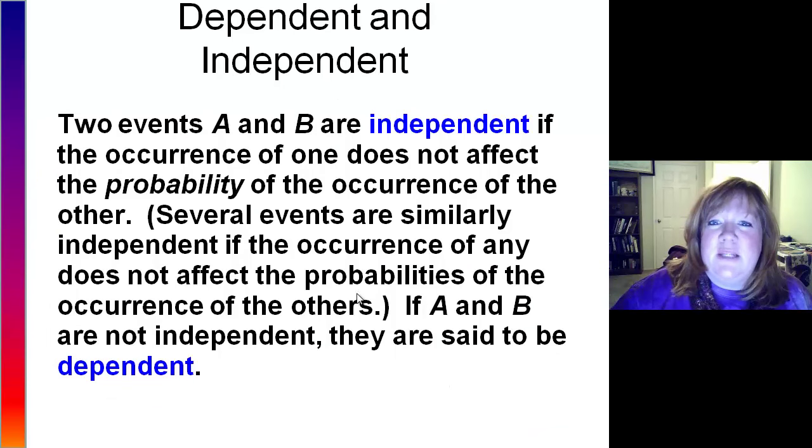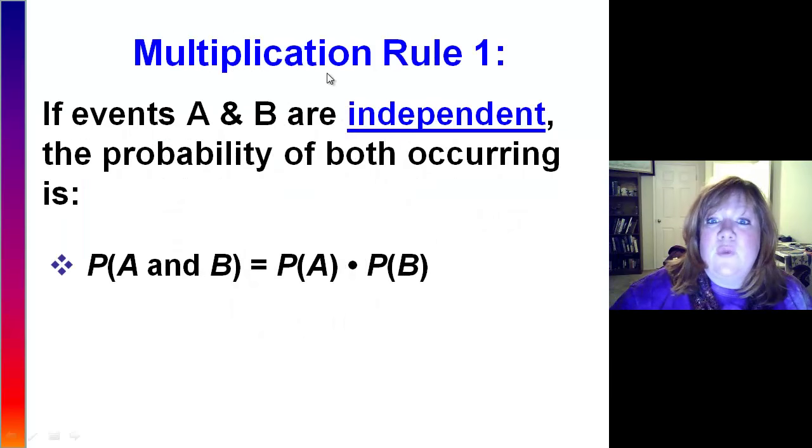So let's talk about dependent and independent events. Two events are independent if the occurrence of one does not affect the occurrence of the other. That's all that is to it. And we're going to talk about dependent events tomorrow, but if an event is not independent, it is dependent. Multiplication rule 1. This is called the informal rule, and it's when they are independent. This is the most important thing about this rule. It says if events A and B are independent, then all you have to do is take the probability of one and multiply it by the probability of the second one.